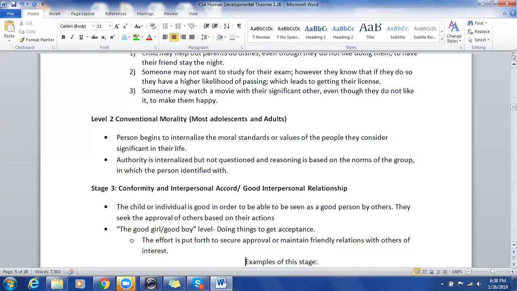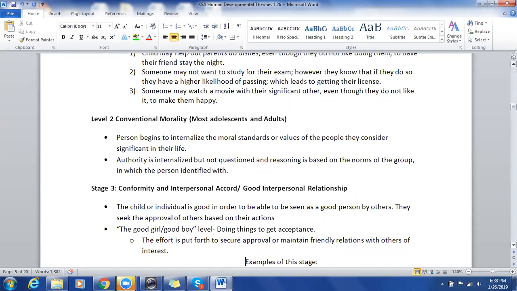So this is where we go to stage 3, the conformity and interpersonal accord, or good relationship. This is where the individual falls into specific societal expectations so that they can be seen as a good person by others, and they seek the approval of others based on their actions. Meaning they'll say, wow, look at this cool thing that I did. Isn't this great? Or, wow, isn't this a great study group so far? And then I'd be looking for people to confirm and affirm me type deal.